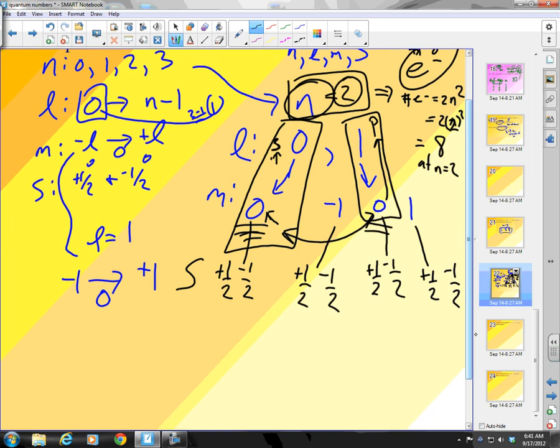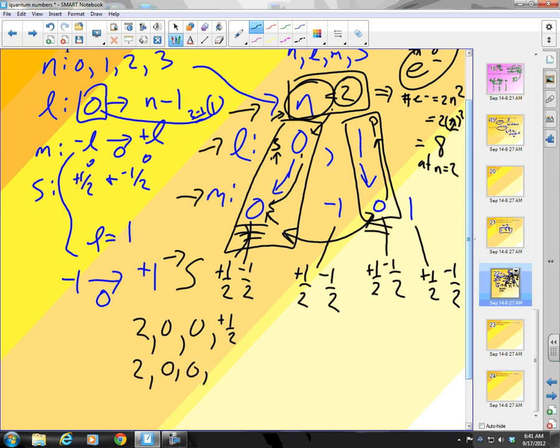Now here's how that works. I take my n, I take my l, I take one m, and I take one s, and I write out the number. So I start up here, right? And I'm going to go 2, comma, then I go down here, 0, comma, and then I go down here, 0, comma, and then I go down here, plus 1 half. And then I have that same thing again, right? 2, comma, 0, comma, 0, comma, but instead of plus 1 half, I have minus 1 half. Okay, so this represents 1 electron, 2 electrons.